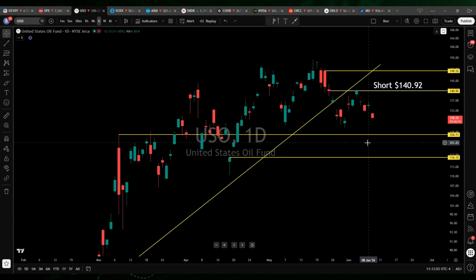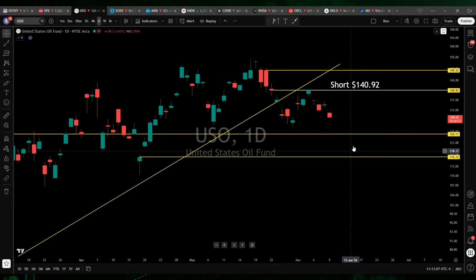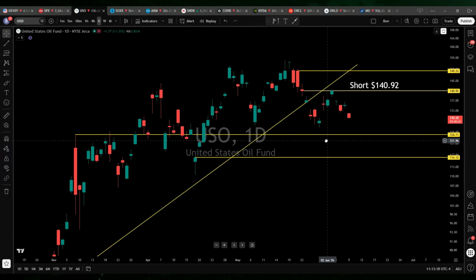The USO chart, not a lot going on today. What I would be looking at, still love this 140.92 level, but it does look like there's a little bit more bearishness in the USO chart. So I'd be looking at 124.11 for a day trade today on the chart of US oil.